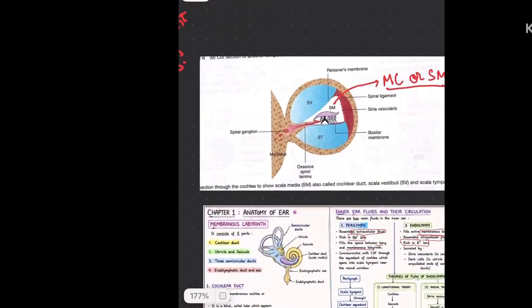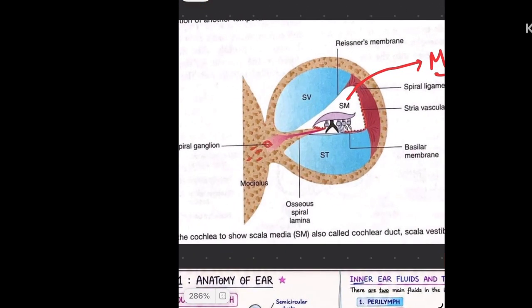Now more in detail. So we have the cochlear duct. We have taken the cochlear duct and cut it in cross section. After cutting in cross section, we are seeing this figure.